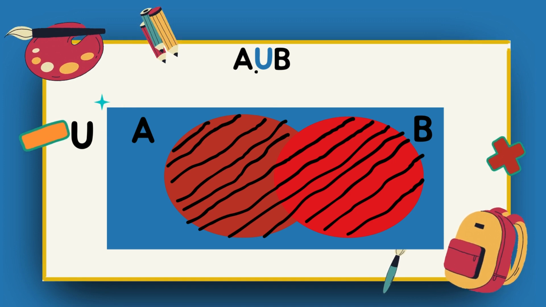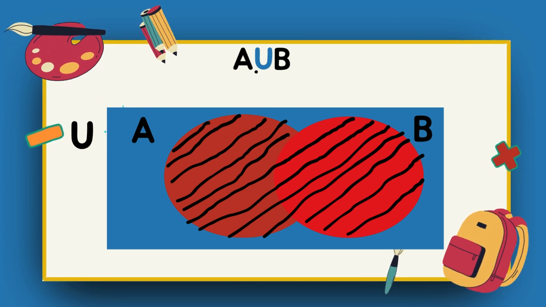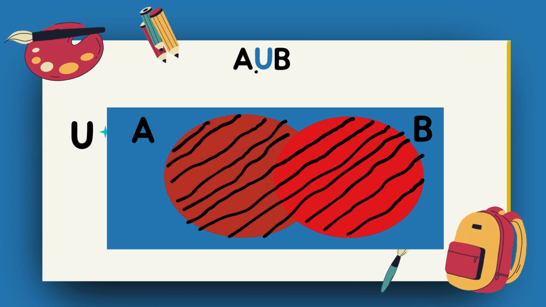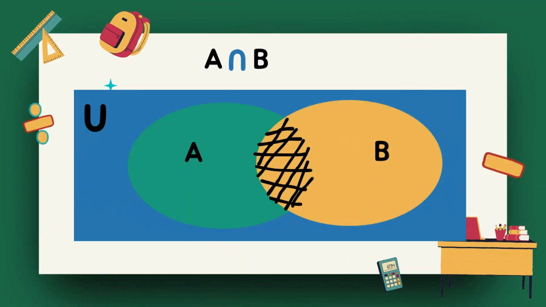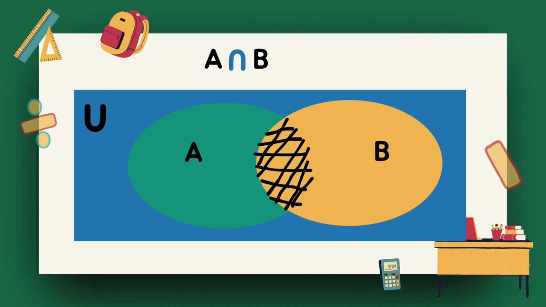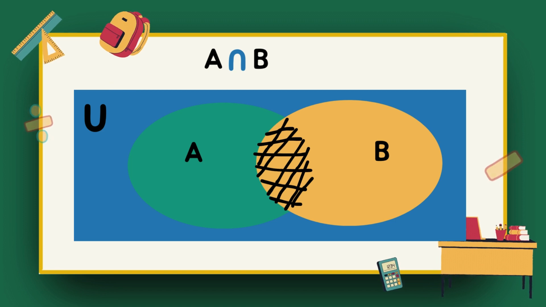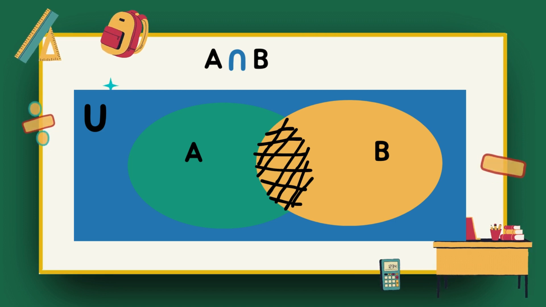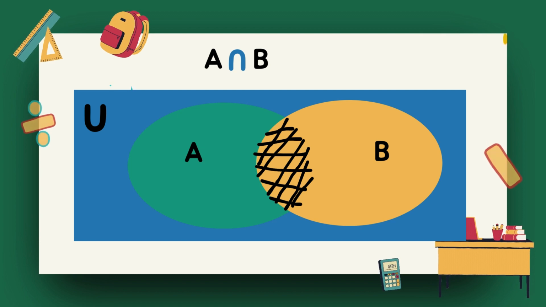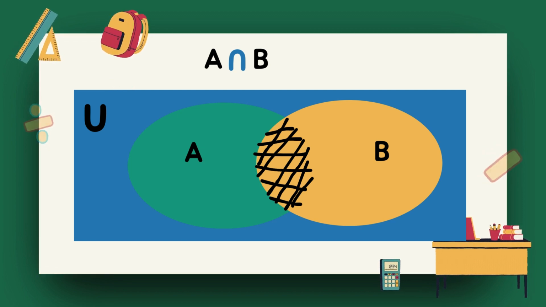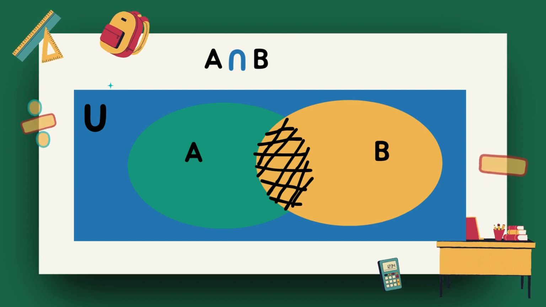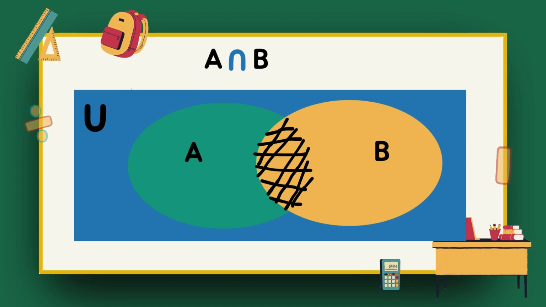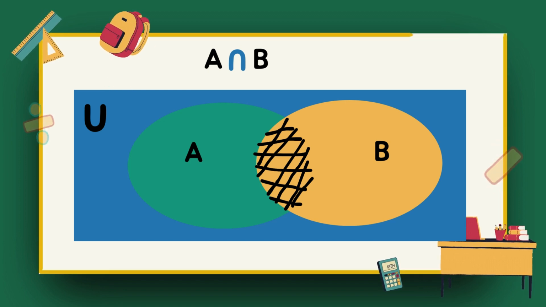Let's take a look at another relationship. This relationship indicates set A intersect set B. Intersection: objects that belong to set A and set B. So as you can see in the middle of the diagram, you see the shaded region showing the intersection between set A and set B.